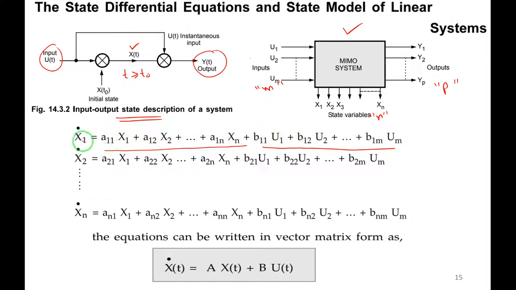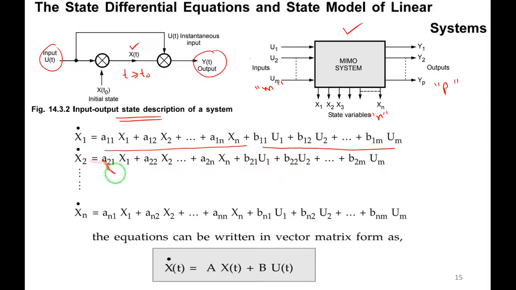Since this is the first state, a1, so this is first, right? For x1, the first coefficient, second coefficient and nth coefficient, so a11, a12, a1n. I hope you are understanding how the notations are taken. Similarly for the inputs, b11, b12, b1m. A for the state variables, b for the inputs.